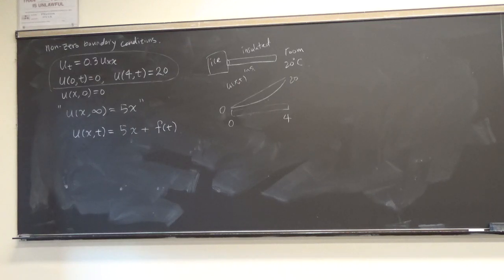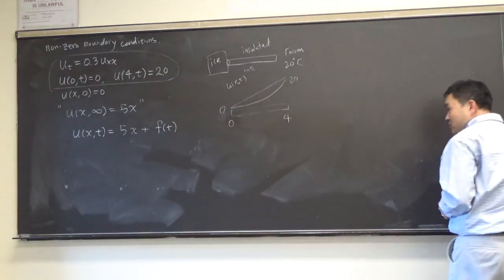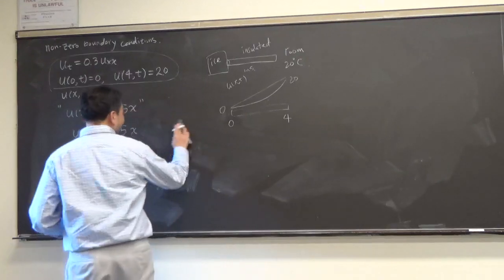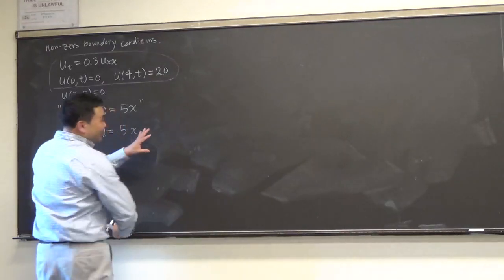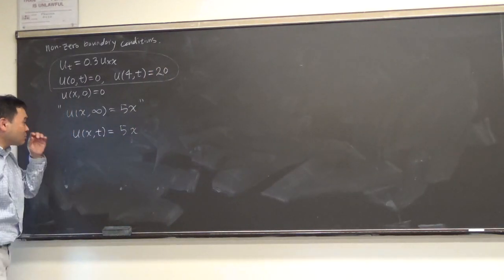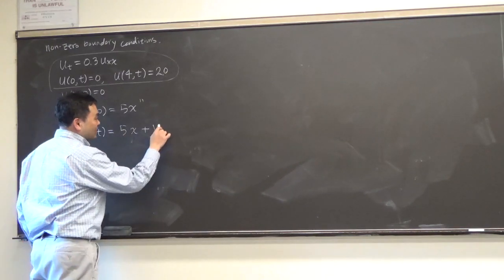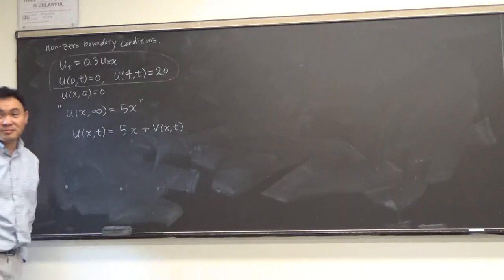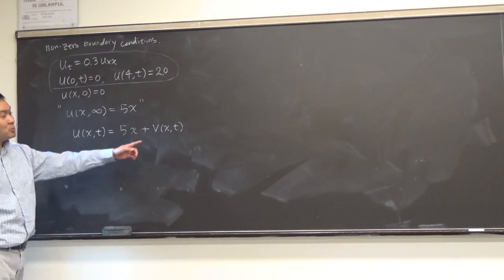Actually, it's not even that. That technique is for later, when the right side is a function of t. For this one, it's easier. We just say u(x,t) is 5x plus v(x,t), and then look at what v satisfies.